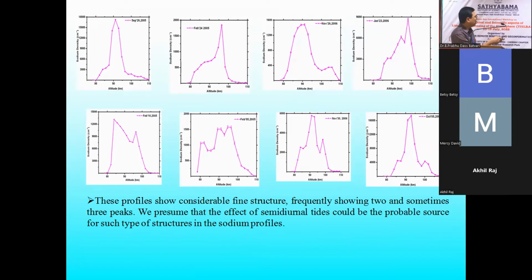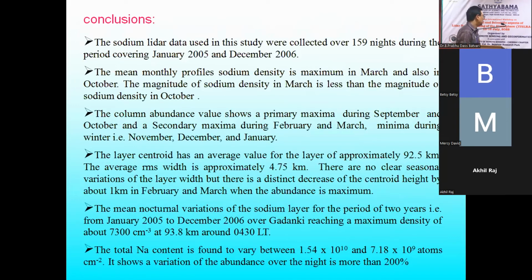We have observed 2 peaks as well as 3 peaks in different time periods. And these are some of the conclusions. This is the sodium lidar data used in the study for 2005 and 2006. The nocturnal mean profiles of the sodium are at a maximum in March and October, and a minimum in August. And the column abundance values are like that.